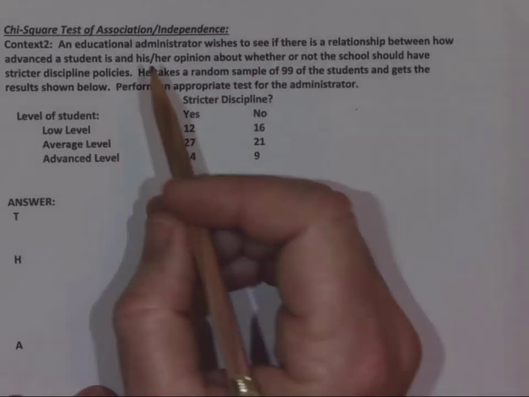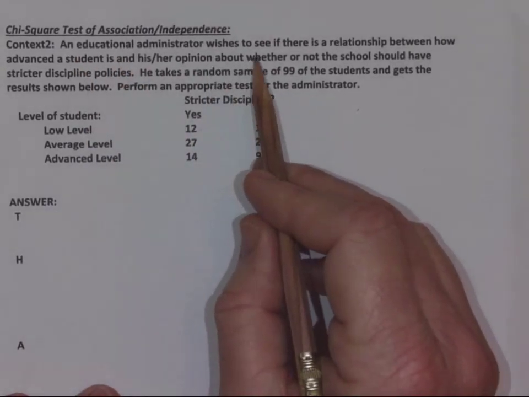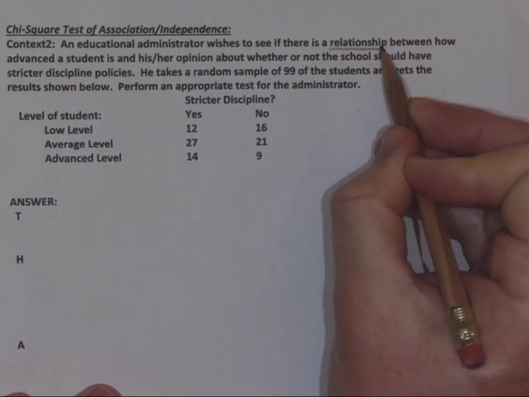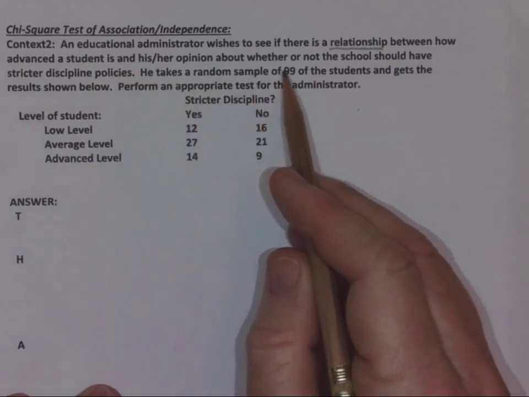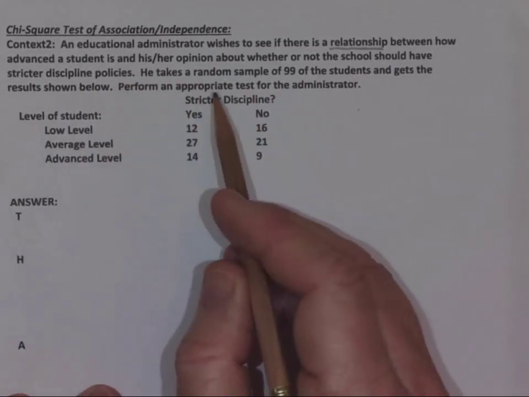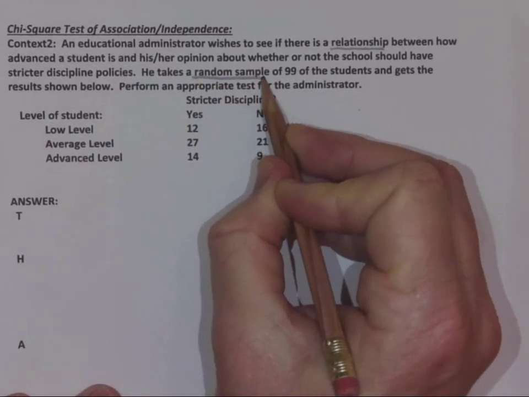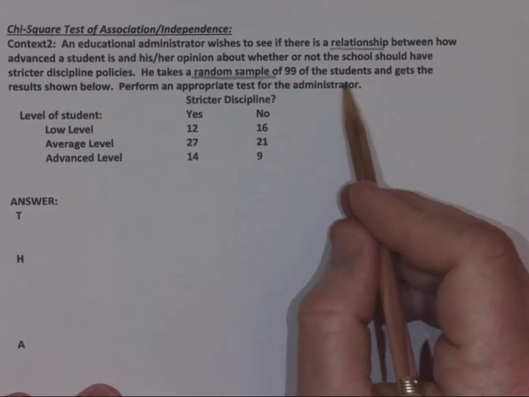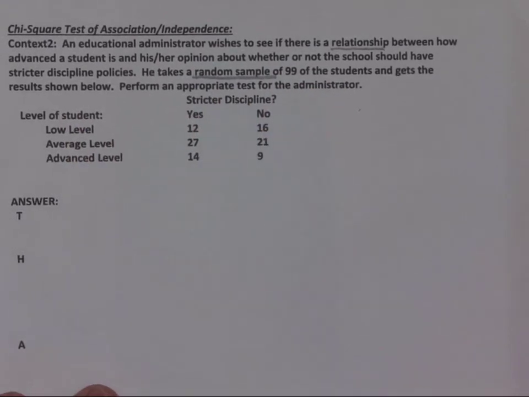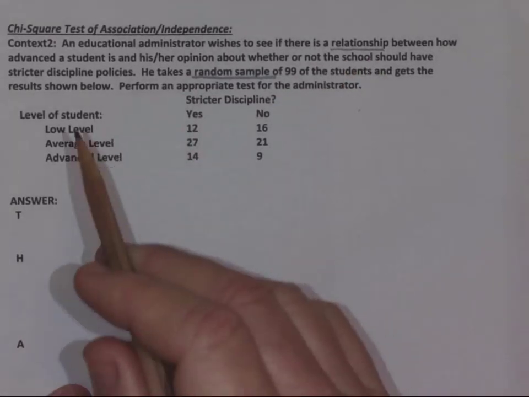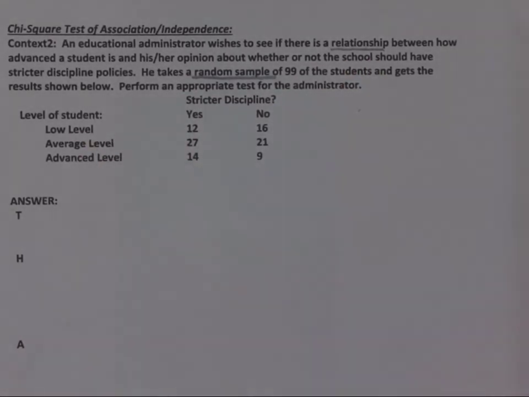All right, so let's look at this context. It says that an educational administrator wishes to see if there's a relationship, that's sort of a key word there, between how advanced the student is and his or her opinion about whether or not the school should have stricter discipline policies. He takes a random sample, that's a big deal to us, of 99 of the students and gets the results shown below. Perform an appropriate test. Or another way it could word this, it could say, is there statistically significant evidence of a relationship between how advanced the student is and their opinion about discipline? In other words, we need a p-value.